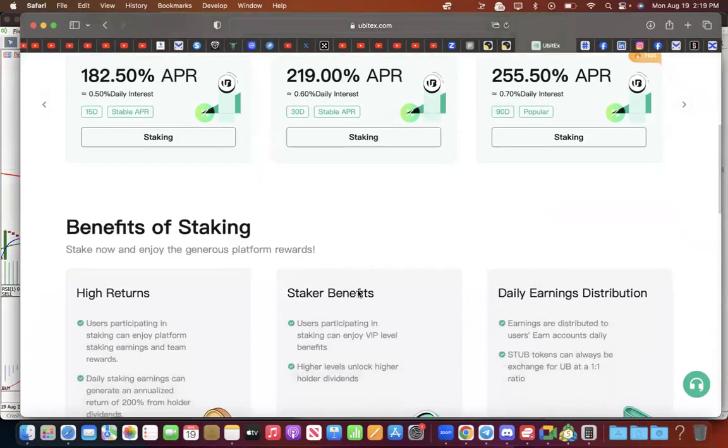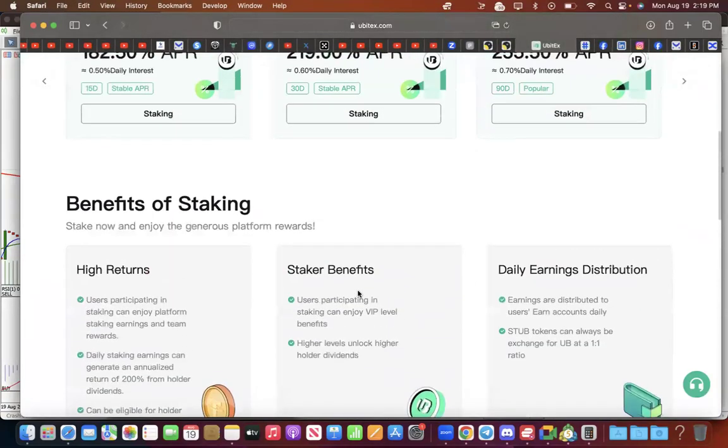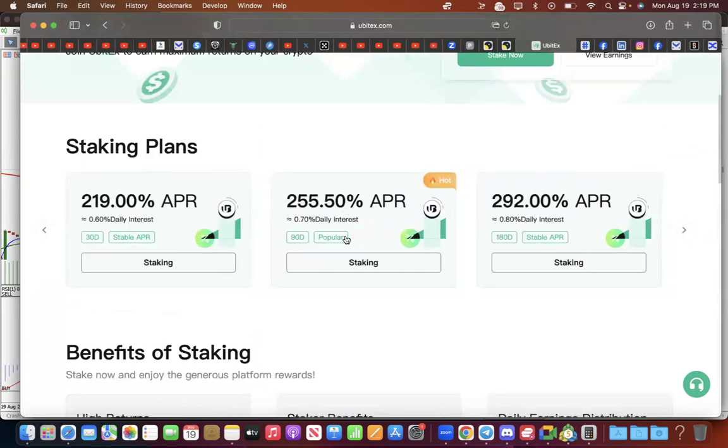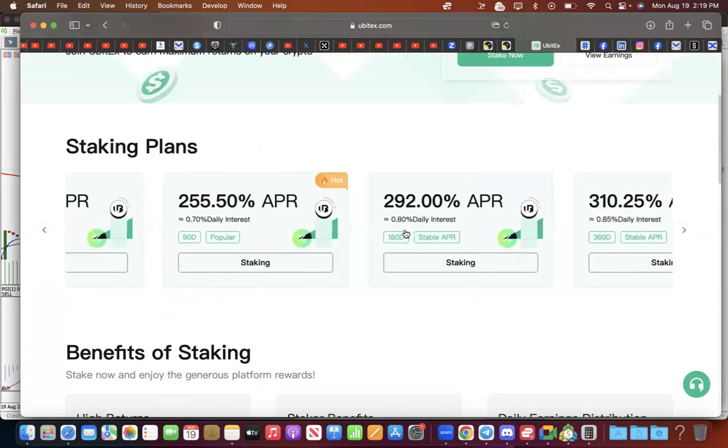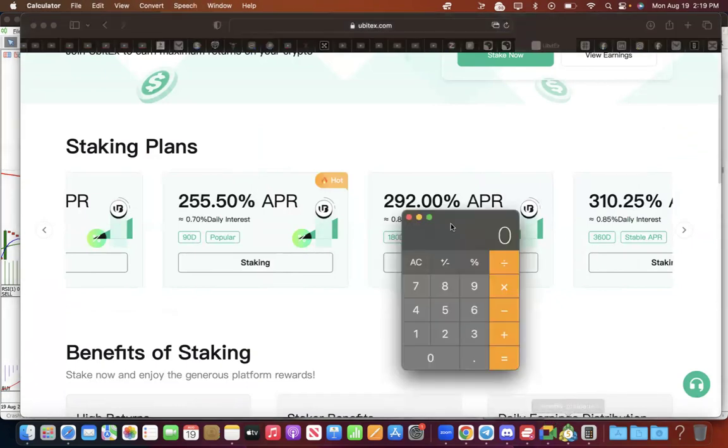Now, the other one is a higher one. If you do 180 days, 180 days is 292%. So just say 292, right? 292 divided by 12 gives you about 24%. So if you invest $1,000, you're going to make an average of $240 every month, right? And for the next 6 months, because that is 180 days, you are going to make about 146%. And your money is going to be returned back to you.